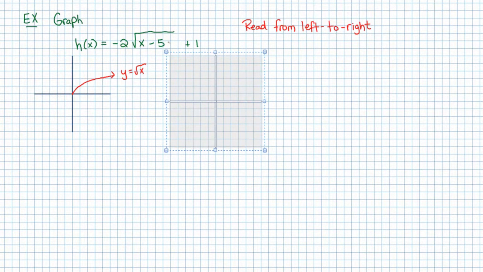So the next one is I'm going to apply the negative. That negative on the outside will flip this graph. So it'll look something like this. And remember, it's always flipped about the x-axis. So this is y equals a negative square root of x.